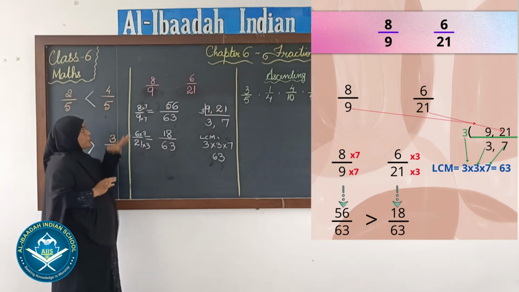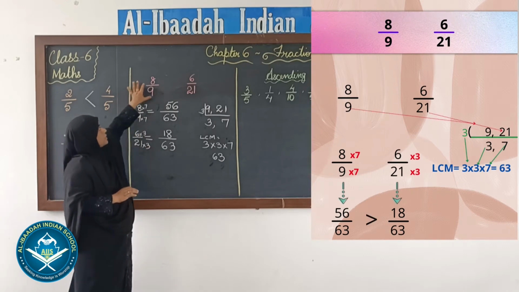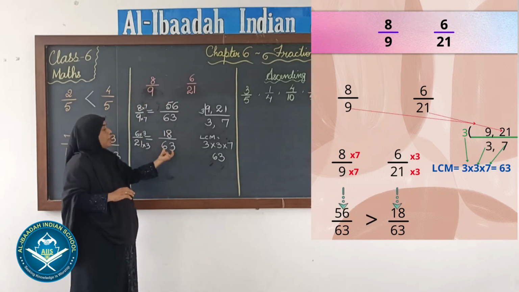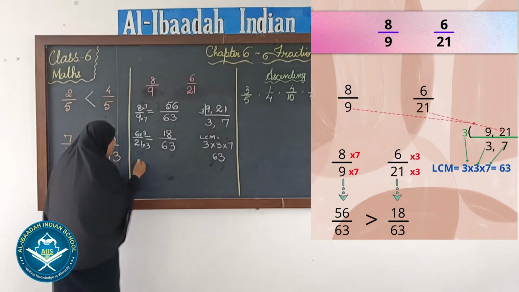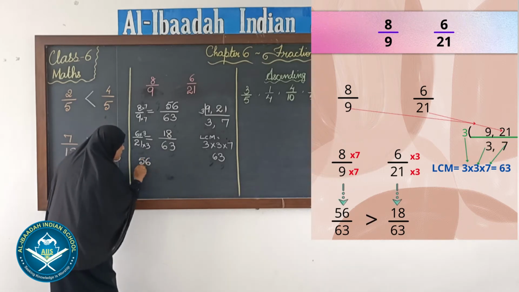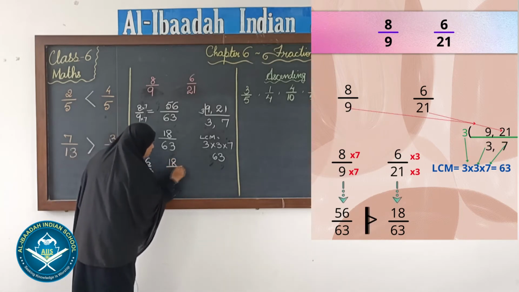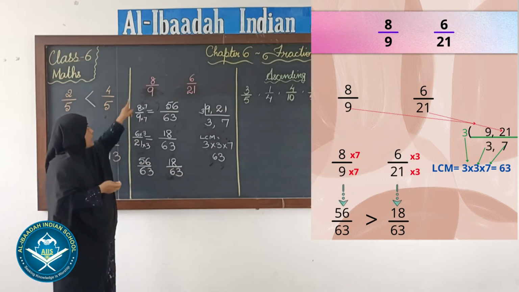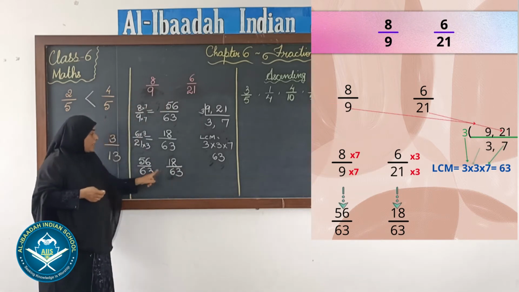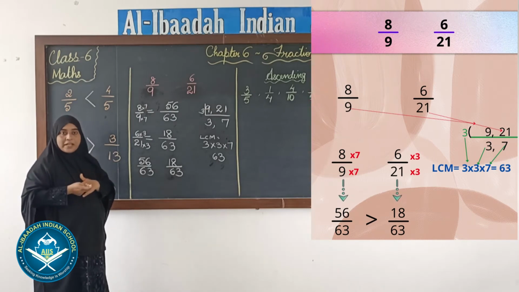Clear? Now if you see, these two fractions are equal to these, but they are now in like fraction form because they have the same denominator. So 56 upon 63 and 18 upon 63. See, we have converted the unlike fractions to like fractions.